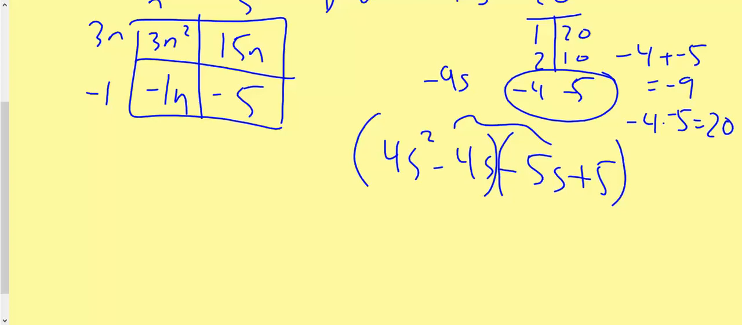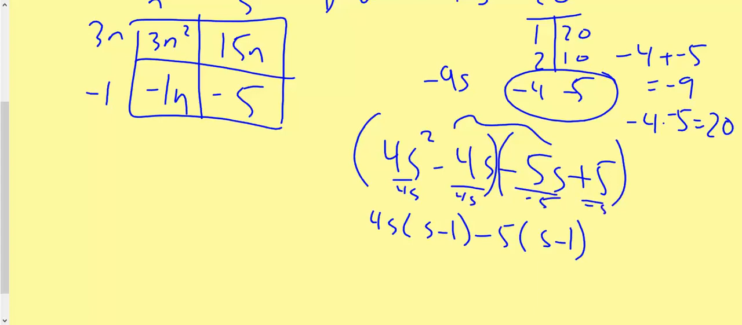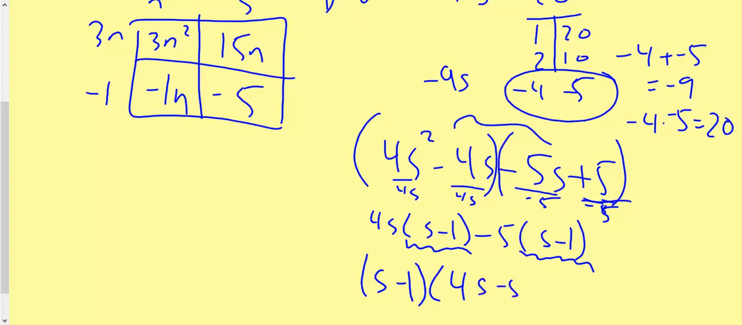So in this case, this first one is going to be 4s, and you have s minus 1. And then the second one is negative 5, and you have s minus 1. So you're going to divide 4s out of here and 4s out of here. You're kind of just taking the GCF out of each one of those individually. Okay, and then these two parts in the parentheses should always be the same if you've done this right.